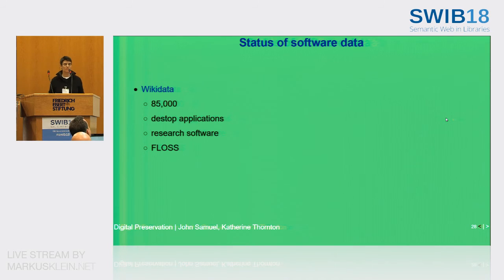To give you a little bit of an overview of the status of software data in Wikidata right now, there are currently more than 85,000 instances of software or a subclass of software in Wikidata. And this is really many different types of software. This is research software, commercial desktop applications, a lot of descriptions of free and open source software, many different kinds.